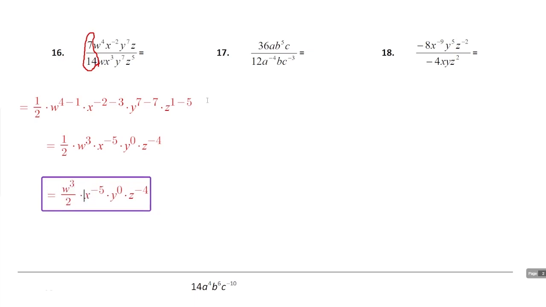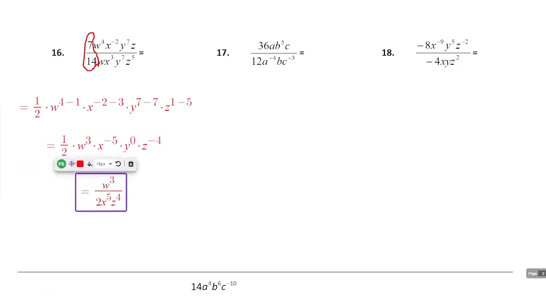X to the negative 5th, I'm going to rewrite as x to the positive 5th and put it in the denominator. Y to the 0 is just 1, so we're just multiplying by 1 here. We don't need that. And then we have the z to the negative 4th, so I'm going to write z to the 4th down in the denominator. So here would be your answer for number 16.